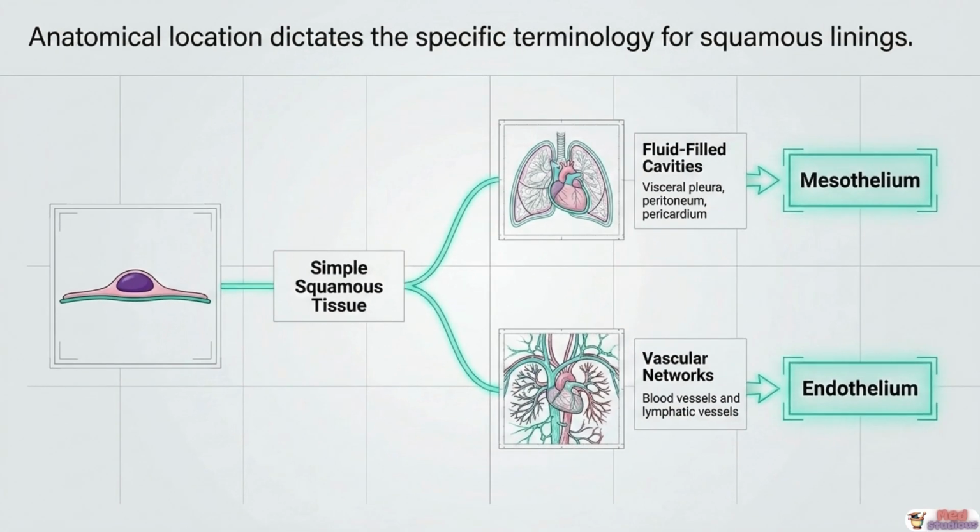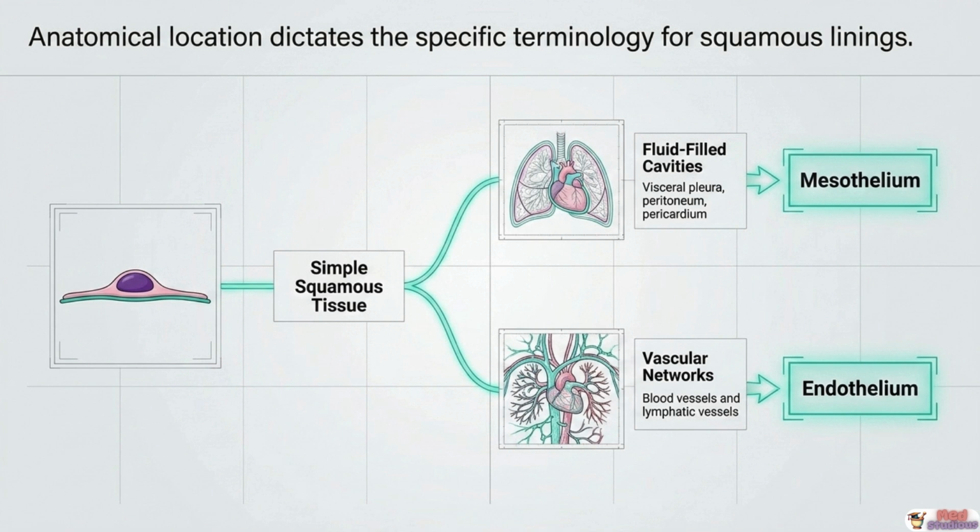Simple squamous epithelium is so widespread in the body that histologists have given it two distinct special names, depending on exactly where it is located. When simple squamous cells line the internal surfaces of fluid-filled body cavities, such as the pleural cavity surrounding the lungs, the peritoneal cavity lining the abdominal organs, and the pericardial cavity surrounding the heart, the tissue is called mesothelium.